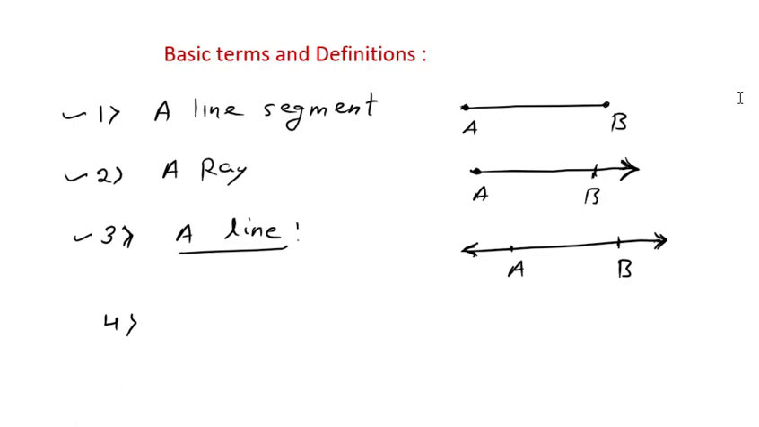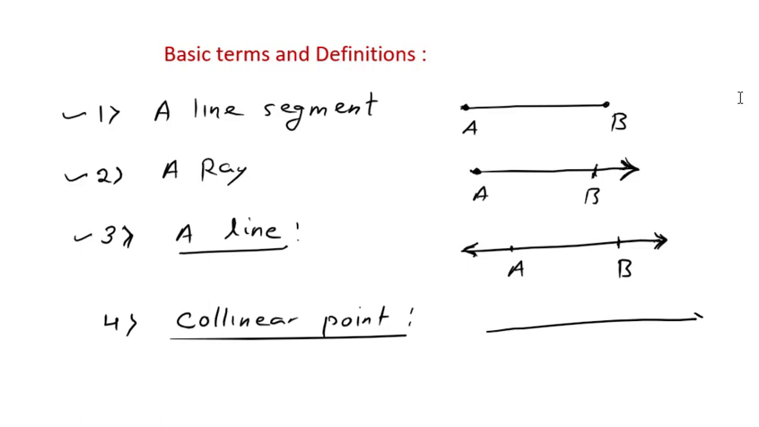Fourth term is collinear point. Now what is a collinear point? Three or more points which are present on the same line are called collinear points. So if point A, point B, point C are all on the same line, then we will call points A, B, C collinear points. For collinear points we should have 3 or more points on the same line.